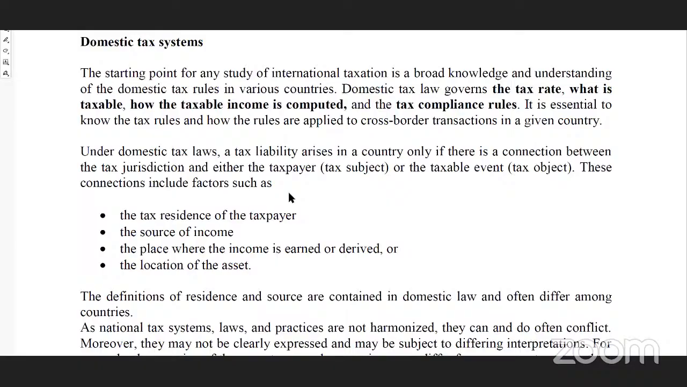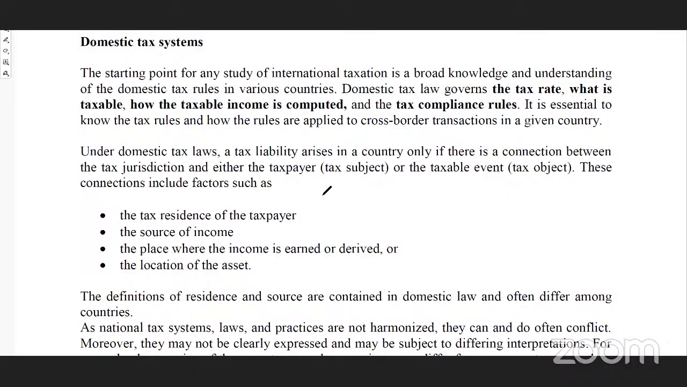Don't forget that if you talk about tax, apart from the planning, there is compliance. All right. So me filing returns, assuming I even pay tax in the UK, am I supposed to file returns in Ghana? What are the application processes? These are compliance rules, right? So it is essential to know the tax rules and how these rules are applied to cross-border transactions in a given country. Now, under the domestic tax laws, a tax liability arises in a country only if there's a connection between the tax jurisdiction and either the taxpayer, who we call the tax subject, or the taxable event, which we call the tax object.